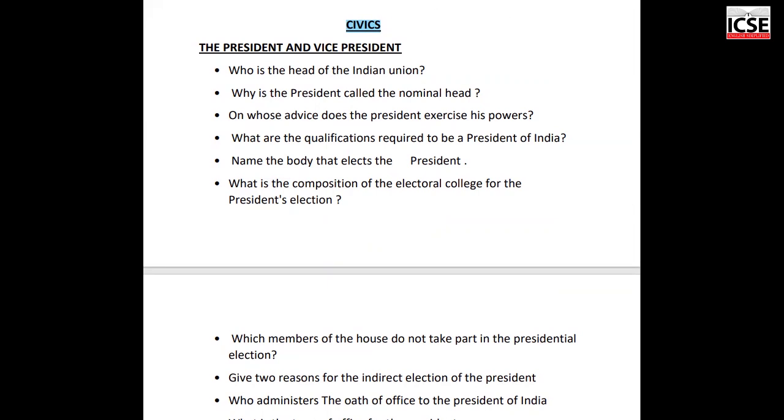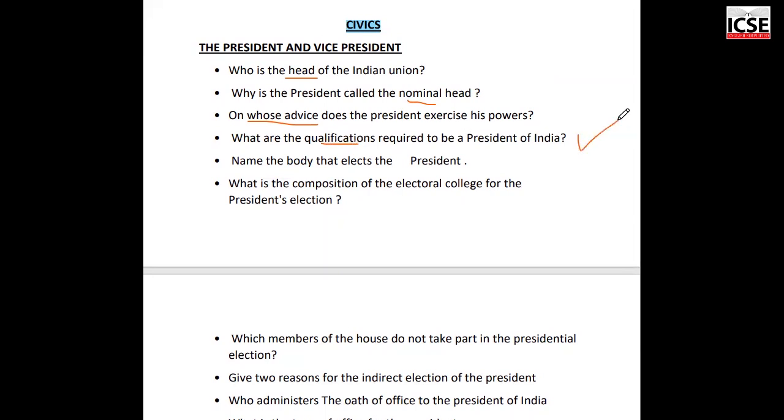So first chapter, civics, president and the vice president. So questions can come such as, who is the head of the Indian Union? That's the president. Why is the president called a nominal head or a head only in name? Because he exercises his powers on the advice of the Prime Minister and the Council of Ministers. Again, on whose advice he exercises his powers? The Prime Minister.